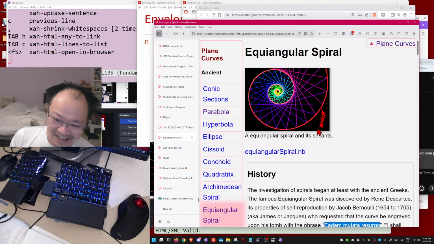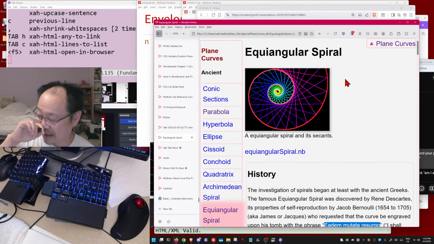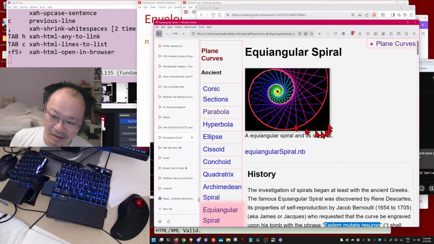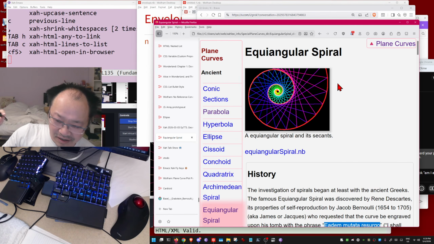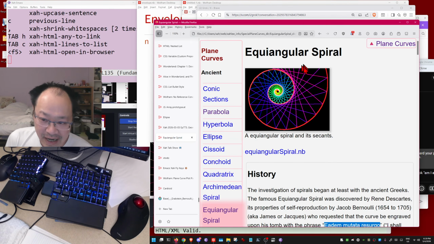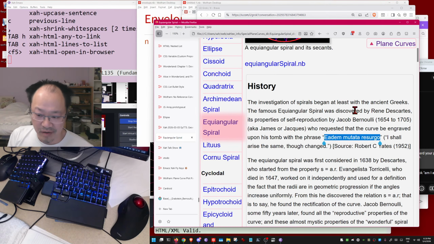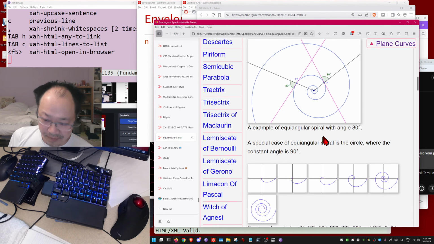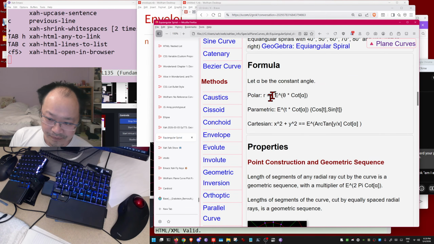Okay, so you see, an equal angular spiral has this property. Any line you draw passing the center of the spiral intersects the spiral at the same angle. The value of the angle made by the intersection is the same, regardless of the orientation of the line. That defines this spiral. That's when this spiral is called an equal angular spiral, also known as a logarithmic spiral, because the formula is a logarithm.